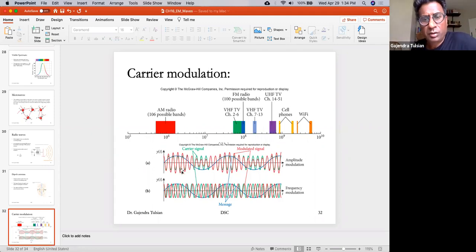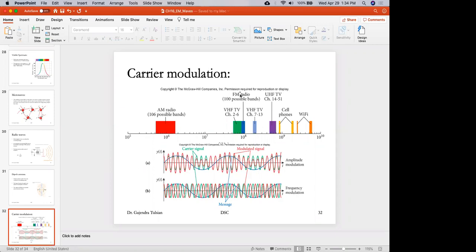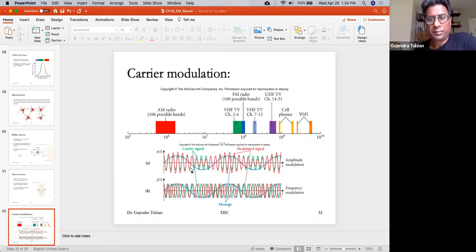Okay. Now we do two modes of communication. This is called amplitude modulation, and this is called frequency modulation. AM radio uses amplitude modulation. That's what AM means. And FM means frequency modulation. Again, if you became an electrical engineer, you would take signal processing classes and you would learn about all of this.